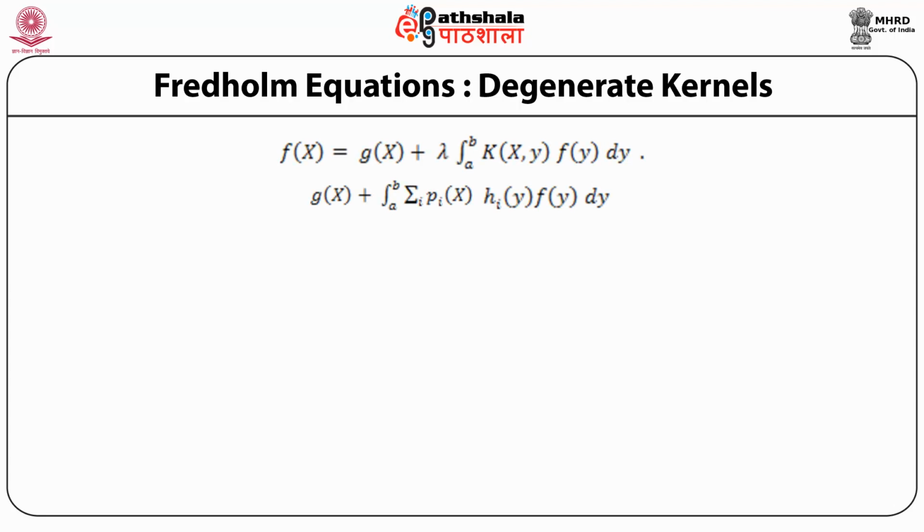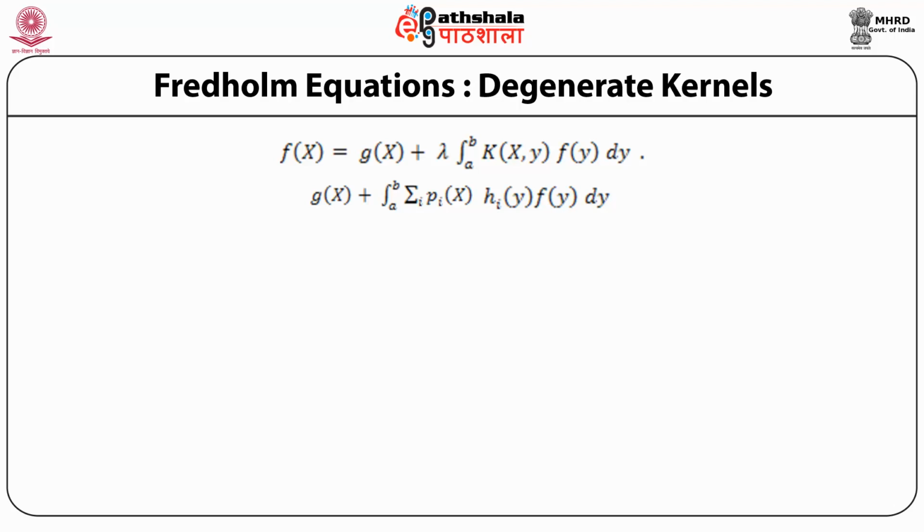Fredholm equation with degenerate kernels can be written as, we now consider the case of degenerate kernel of the Fredholm equation. So continuing, we have f(x) is equal to g(x) plus lambda integral a to b K(x,y) f(y) dy. The kernel K is written as a sum of products, sigma over i of a function p_i, which is a function of x alone, multiplied by a function of y alone, which is h_i, into of course the function f(y) dy.